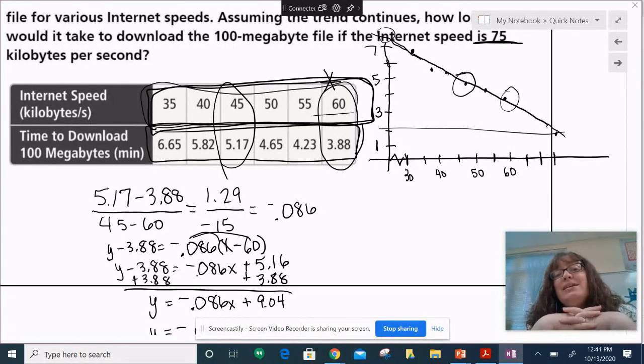So again, guys, today is not new information. It's just applying the information we have by looking at a scatter plot, then choosing our 2 points, finding our slope, and then using that slope and one of the 2 points to write an equation.